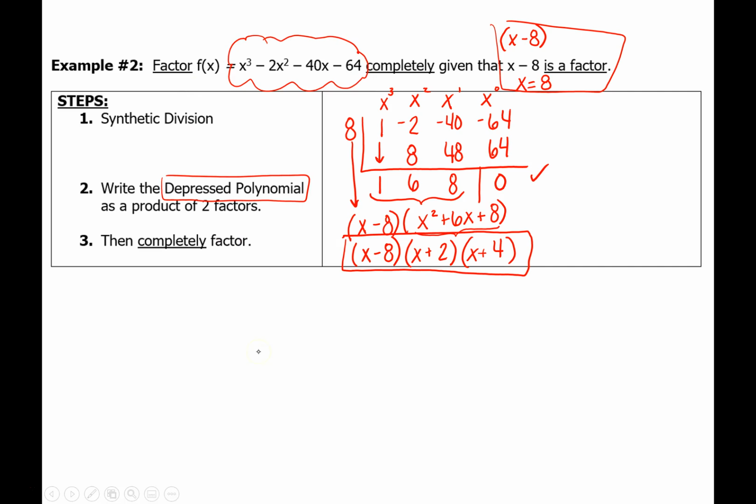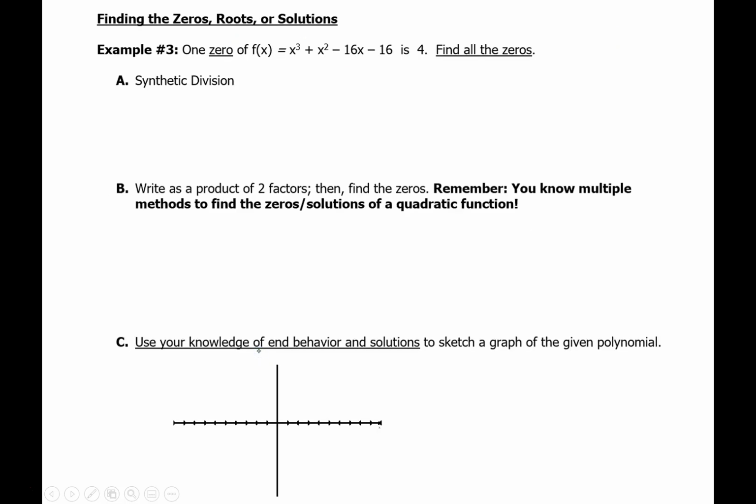Okay, so now let's add a step. If we have 1 zero of the polynomial is 4, that means x is equal to 4 because remember zeros are solutions or x-intercepts.